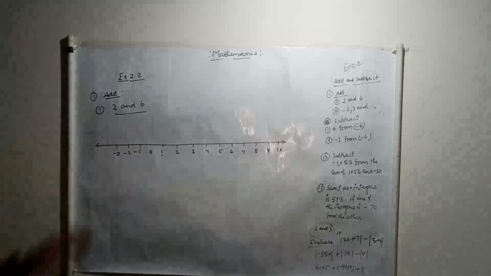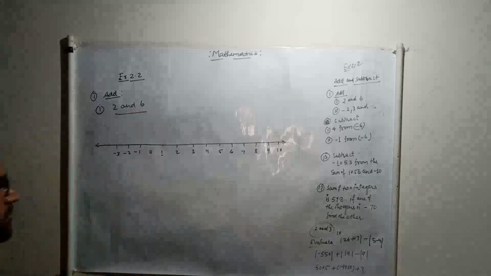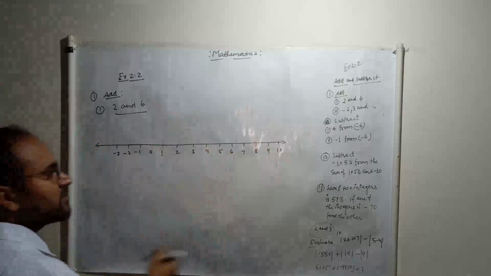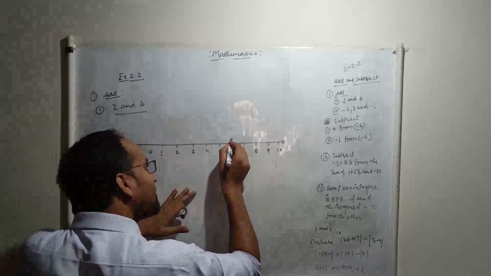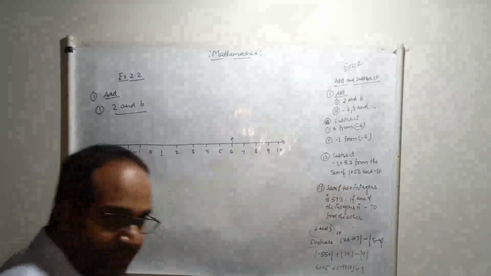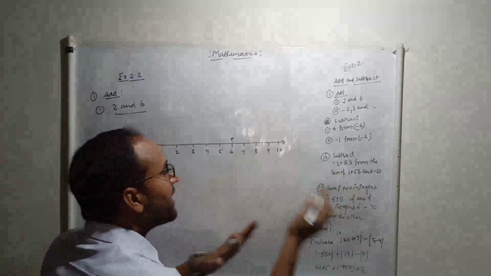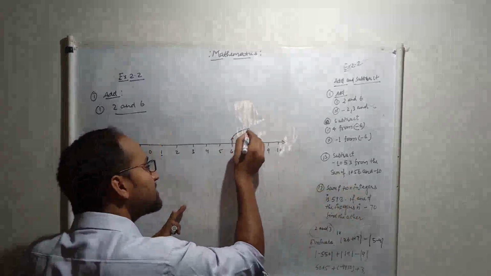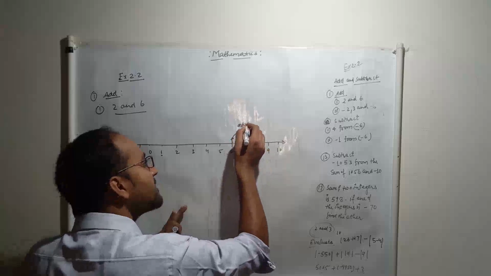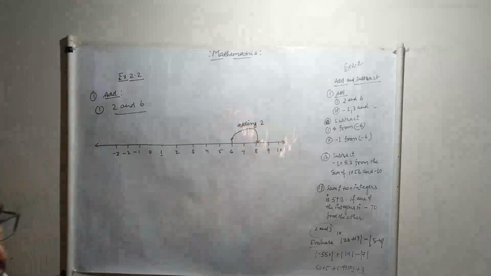So here to add 2 and 6, suppose I am taking this 6, it is the maximum point. First I take 6, the starting point I have taken is 6. If we add 2, then we move to the right side on a number line. Adding 2, move 2 steps to the right side. So where do we reach? We reach 8 by adding 2.